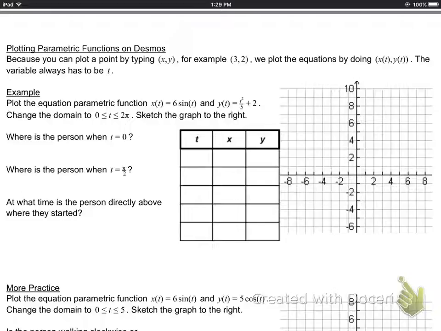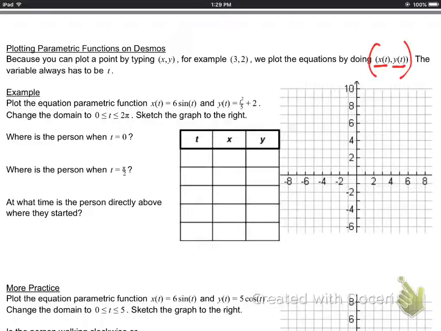In Desmos, you can't type the x of t equals and the y of t equals, though. You have to type it like this. So you plot points using x, y. And so like if you were to type in 3, 2, go ahead and pause the video and open up Desmos to try this. Type in 3, 2, you get 1 point exactly on 3, 2. So we're going to plot them by typing in the x function, comma, the y function, and all of that in parentheses.